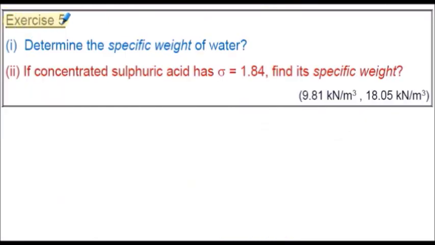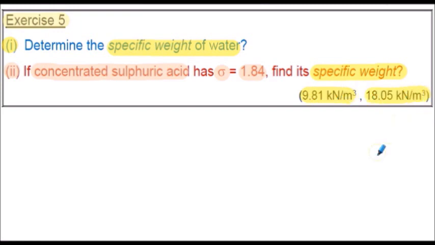Exercise 5, we'll let you attempt this. Part 1, we have to determine the specific weight of water. And in part 2, if concentrated sulfuric acid has a relative density of 1.84, we've got to determine the specific weight. The answers are shown in the bracket here for your reference. I would encourage you to stop the presentation and attempt exercise 5, but I'll show you the full worked solution on the following slide.